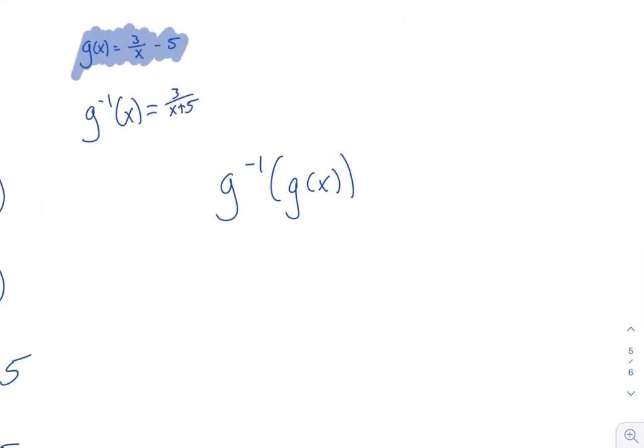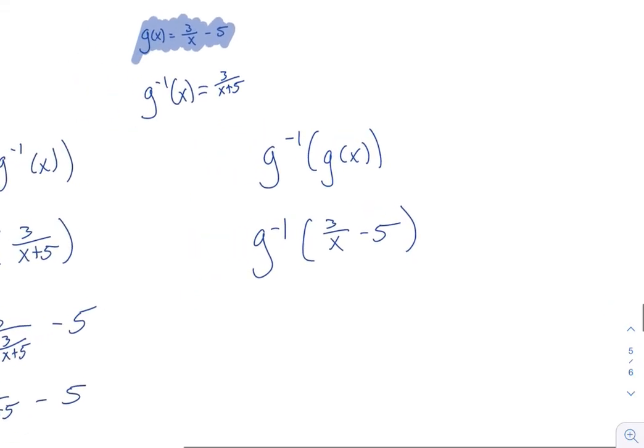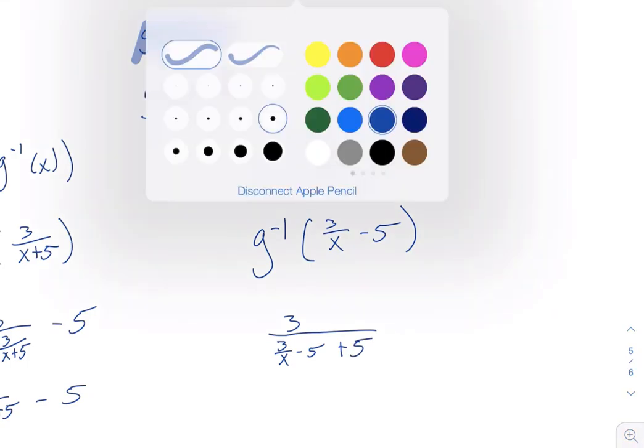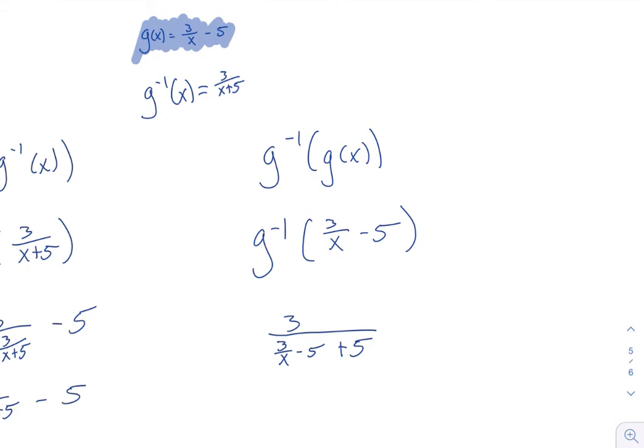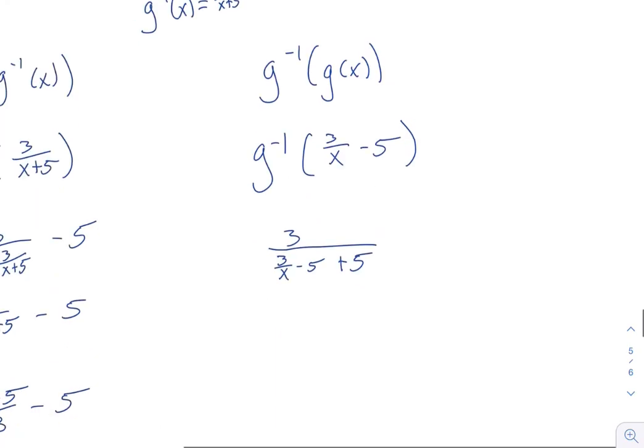All right, so g inverse of g of x, and g of x is 3 over x minus 5. So I'm going to rewrite the inverse function, 3 divided by, and when I see x, I'm going to stop, and I'm going to put the g function, which is 3 over x minus 5, and then plus 5. All right, so I substituted in the g function for x in the inverse function. And now we're going to simplify and see if we get back to x.